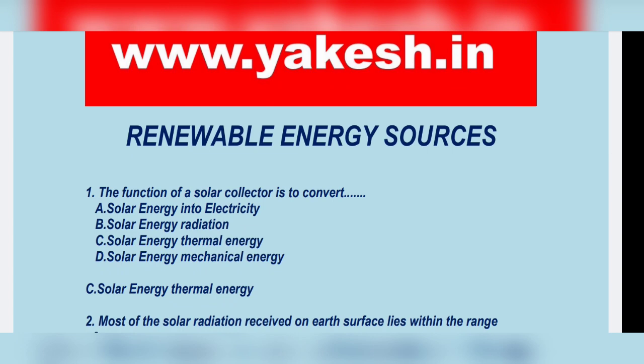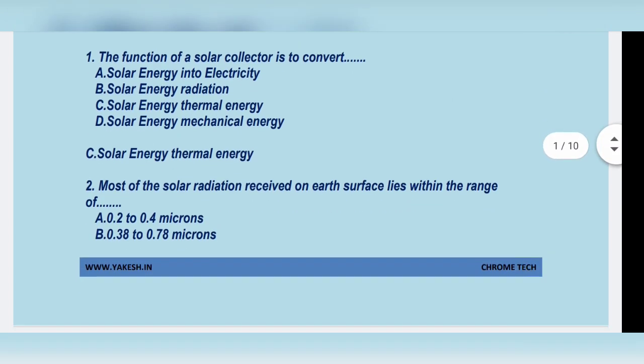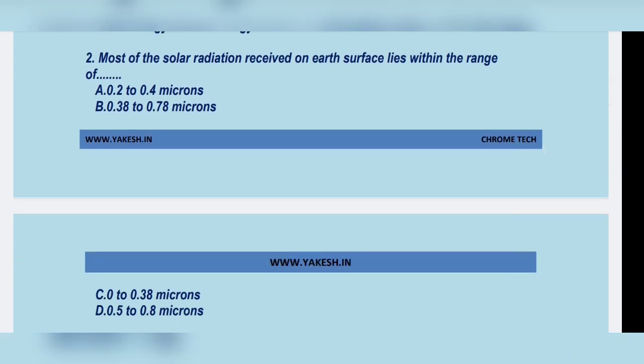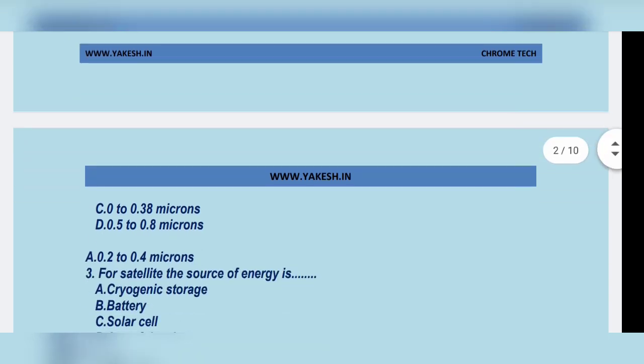Hello everyone. Renewable energy sources MCQ. The function of solar collector is to convert solar energy into thermal energy. Option C. Most of the solar radiation received on Earth's surface lies within the range of 0.2 to 0.4 microns. Option A.